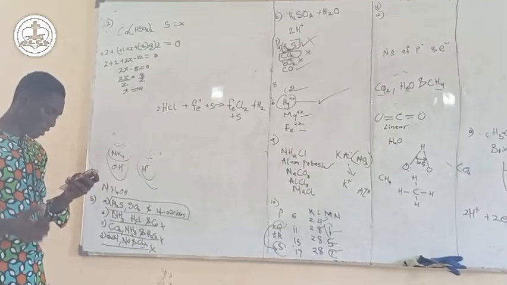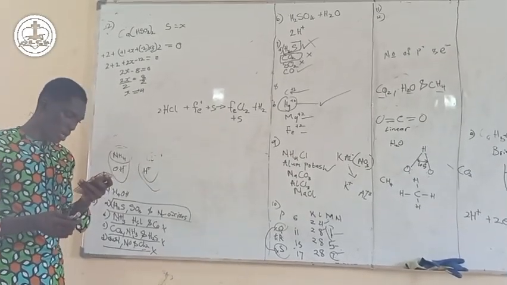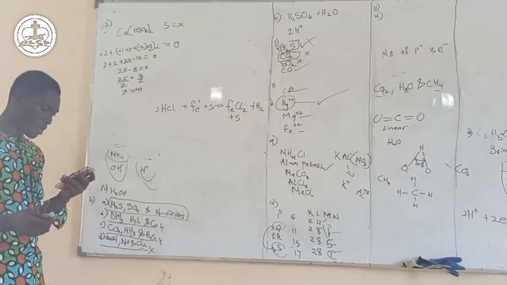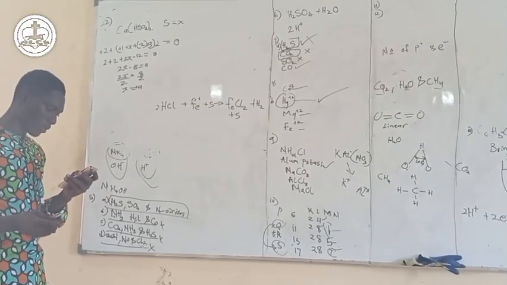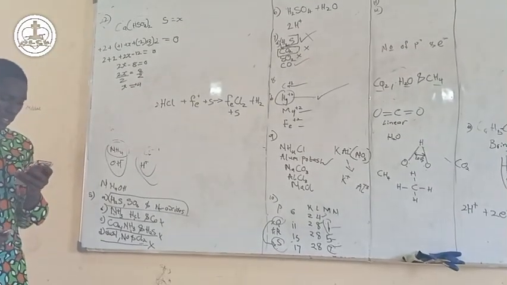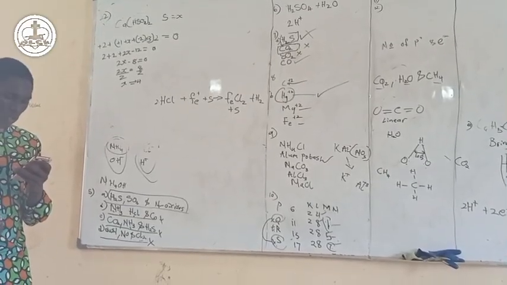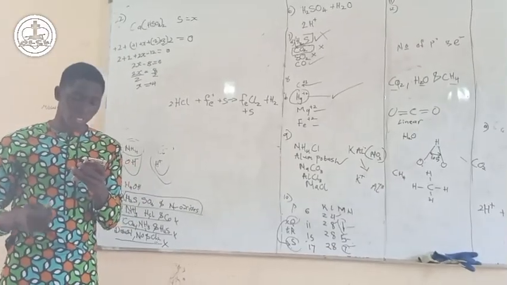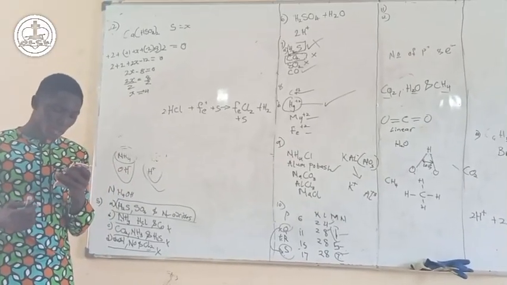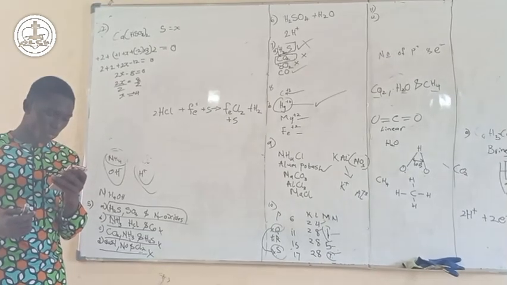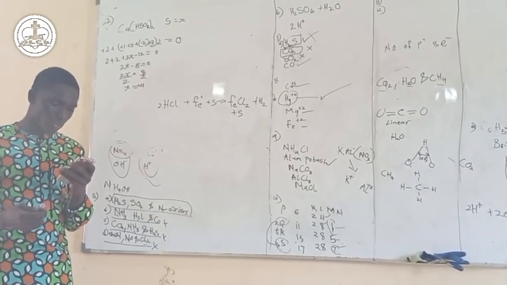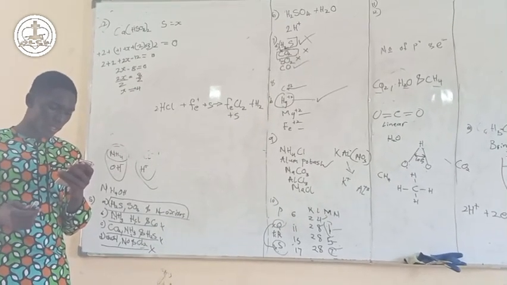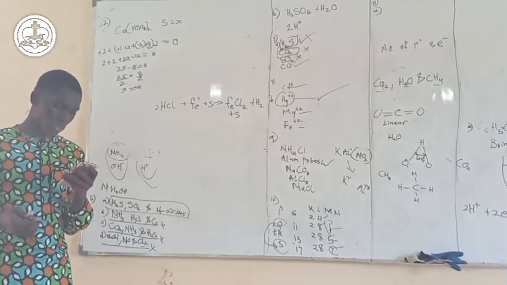So number 25 says a mixture of sand, ammonium chloride, and sodium chloride is best separated by A, sublimation followed by addition of water and filtration; B, sublimation followed by addition of water and evaporation; C, addition of water followed by filtration and sublimation; D, addition of water followed by crystallization and sublimation.